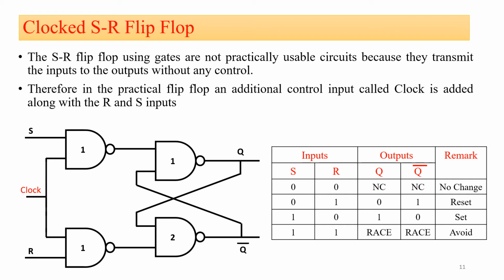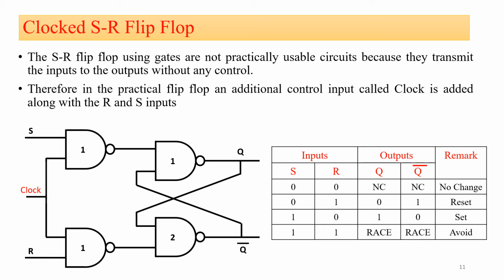Similarly, third condition, that is when S equals to 1 and R equals to 0, then your Q equals to 1 and Q bar equals to 0. This indicates your flip-flop is in set condition. And for the last condition, that is when S equals to 1 and R equals to 1, then your flip-flop is in invalid condition, and we always avoid using this condition, that is S equals to 1 and R equals to 1. So from this truth table, our conclusion is that for only two conditions, that is for 0 1 and 1 0, our flip-flop is in set and reset condition.